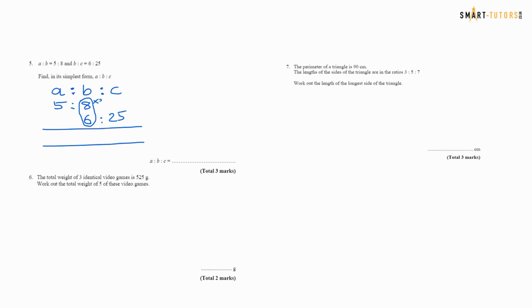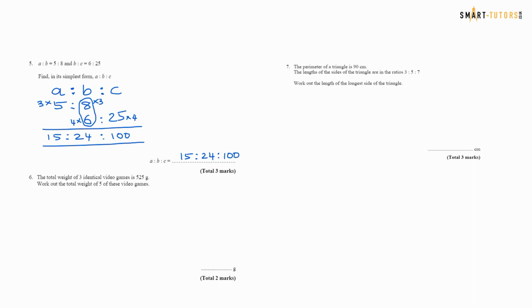So you need to times this by 3, and this by 3 as well. You need to times this by 4, and this by 4 as well. So 3 times 5 is 15, to 24, to 4 times 25 is 100. So the ratio A to B to C is 15 to 24 to 100.